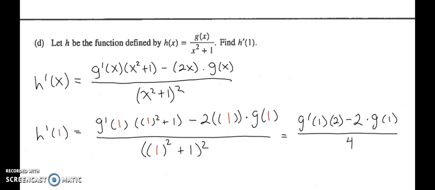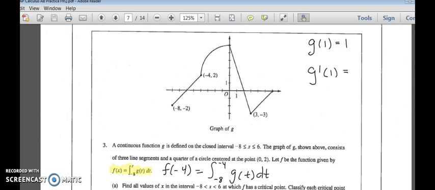Now, the question is, how do we calculate g prime of 1 and g of 1? We need to look at our graph. So g of 1 is probably the easiest one to calculate. When x equals 1, our output is 3. So g of 1 is just 3.